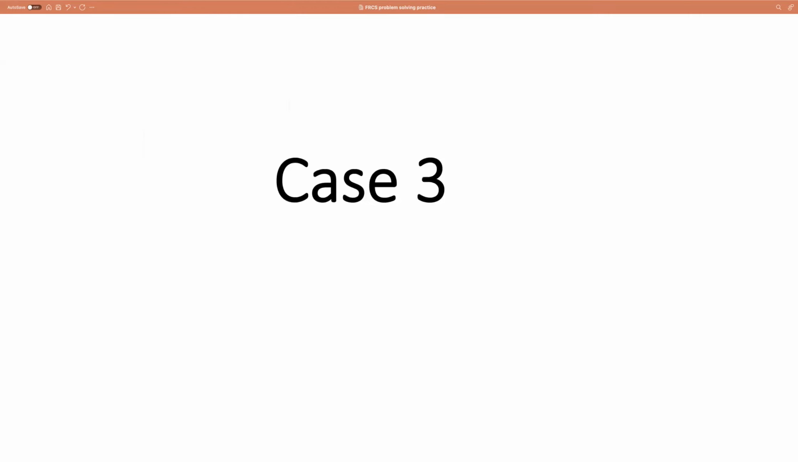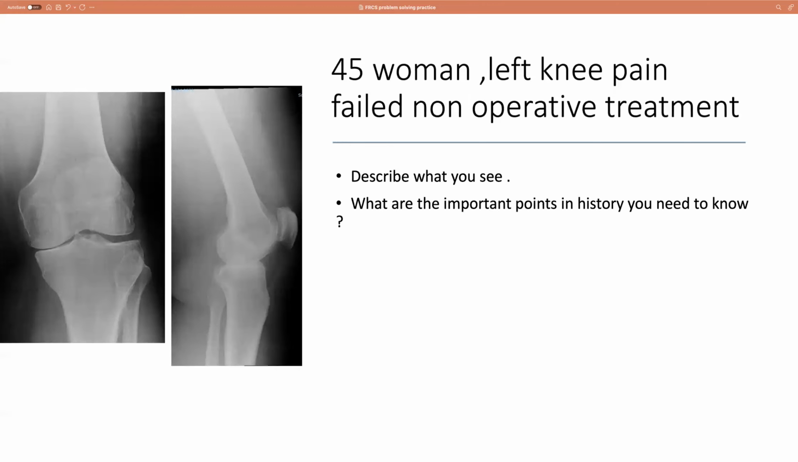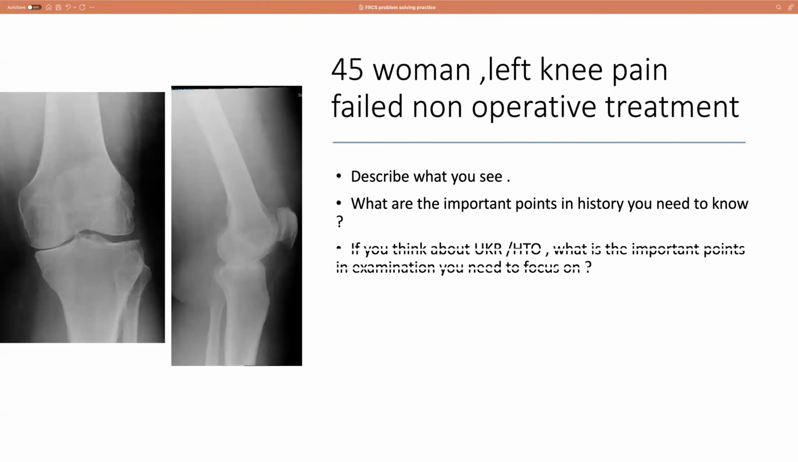Case 3. 45 years old woman with left knee pain, failed non-operative treatment. Describe what you see. What are the important points in history you need to know? If you think about UKR or high tibial osteotomy, what are the important points in examination you need to focus on?